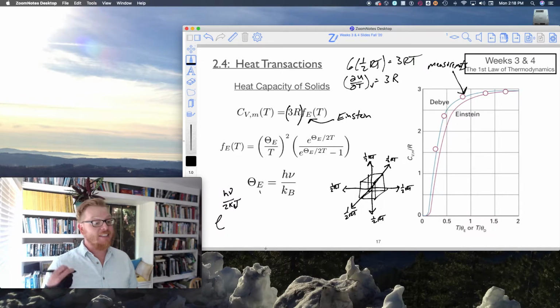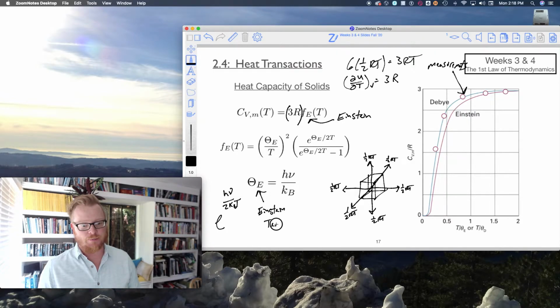Oh my God, that's it. That is a partition equation. And what does this theta_E represent? That is what we call the Einstein temperature.